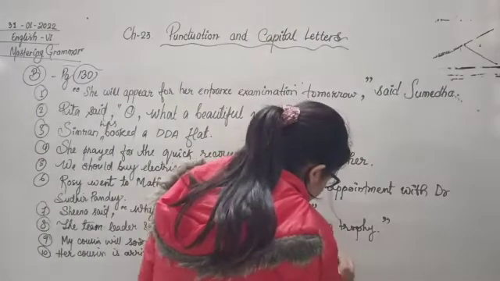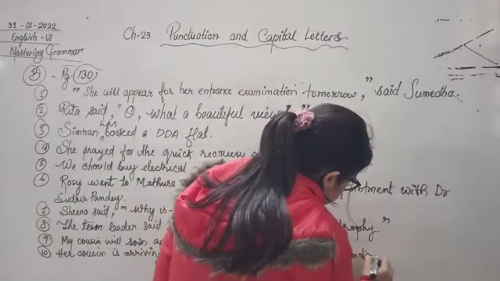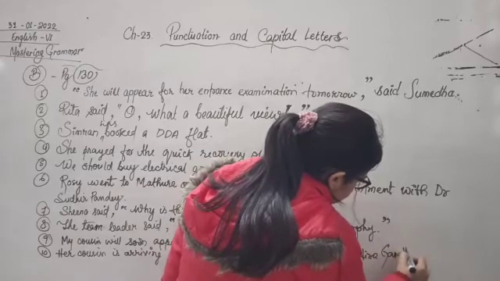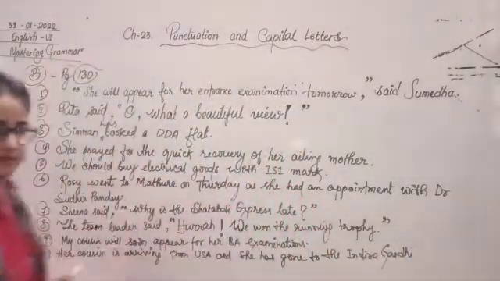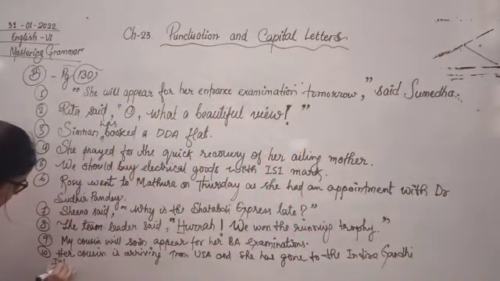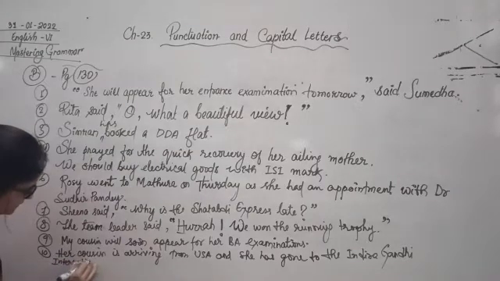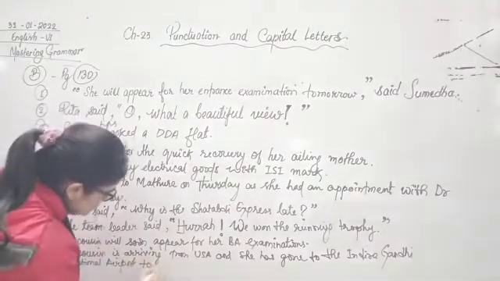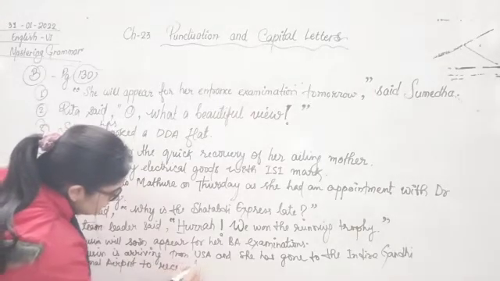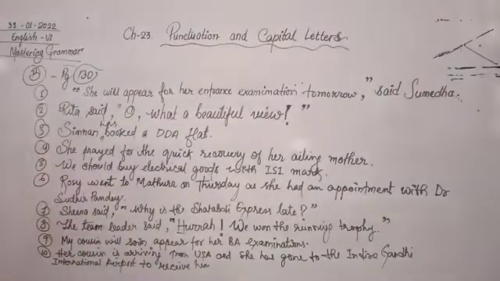to the Indira, I capital, Gandhi, G capital, Indira Gandhi International Airport, I capital, International Airport, A capital, Airport, to receive him, full stop. So this completes our exercise B. Okay children, please pause the video and complete this. We can move ahead with apostrophe uses.